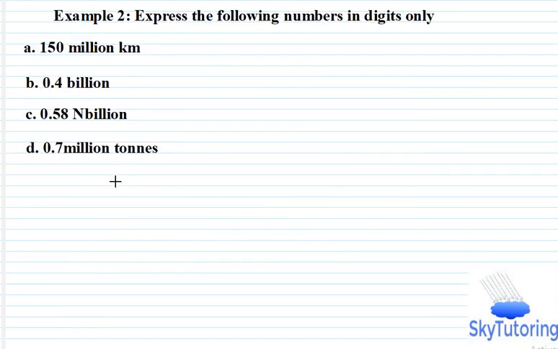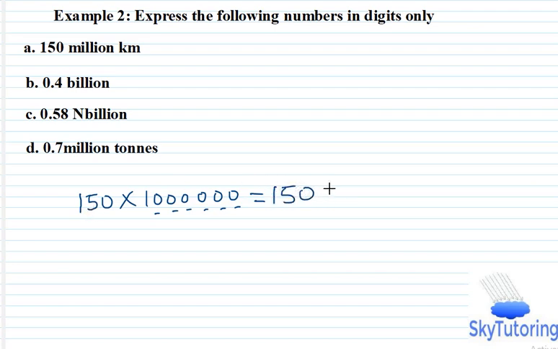Let's see some more examples. Express the following numbers in digits only. If we are to express 150 million kilometers in digits only, how do I do it? It will be 150 multiplied by 1 million. Remember our multiplication: we add the number of zeros here to what we have there. So we have 6 zeros, and we add them to 150. That is applicable when you are multiplying by powers of 10.